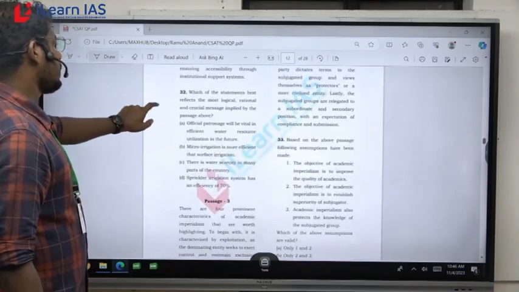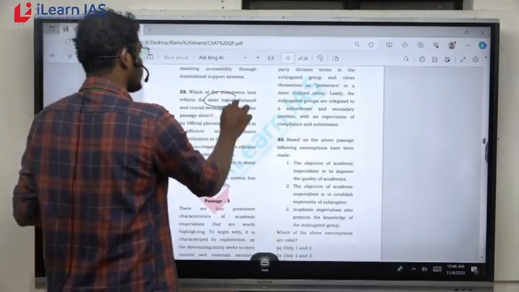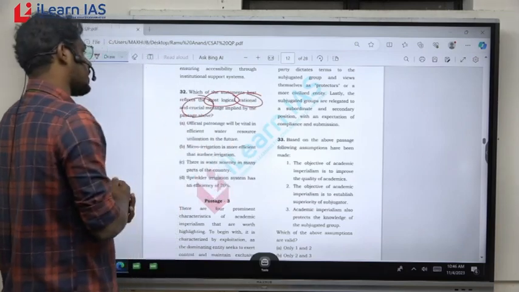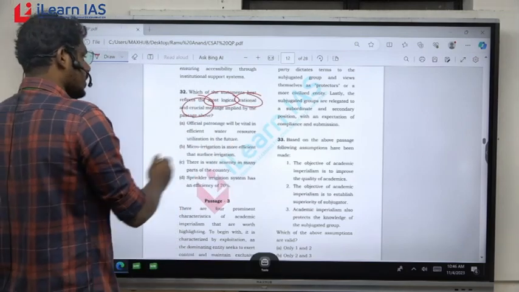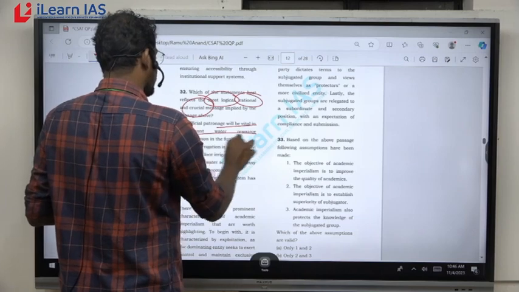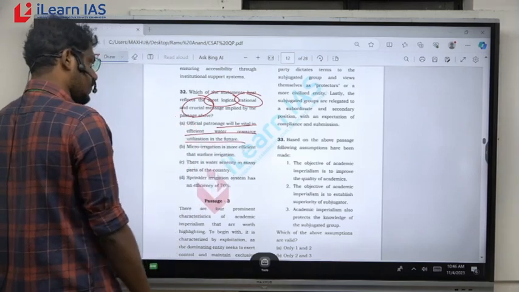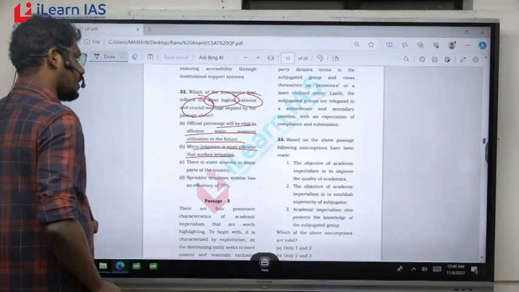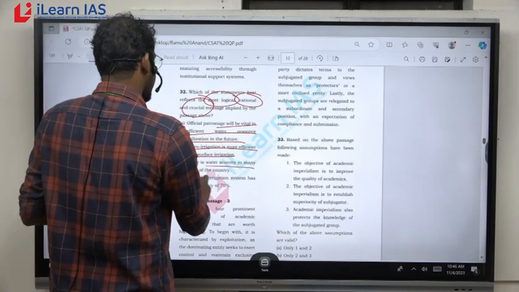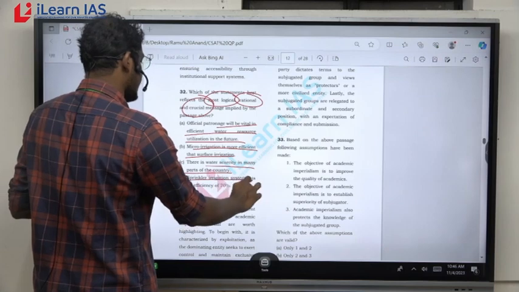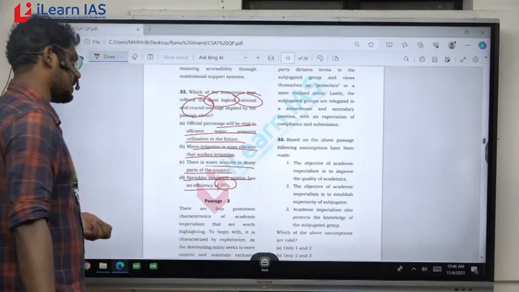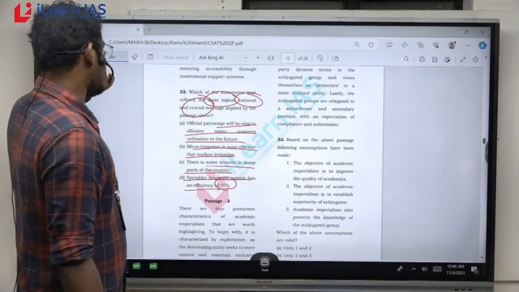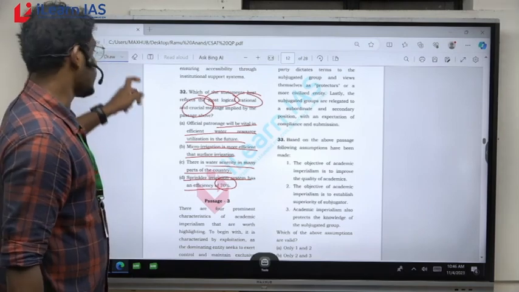Which one of the following statements best reflects the most logical, rational, and crucial message implied by the passage above? Official patronage will be vital in efficient water resource utilization in the future. Micro irrigation is more efficient than surface irrigation. There is water scarcity in many parts of the country. Sprinkler irrigation system has an efficiency of 70%. The question is about micro irrigation technologies.